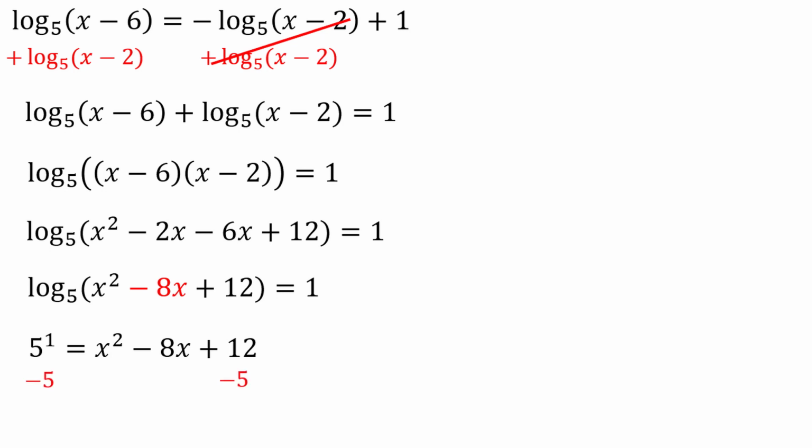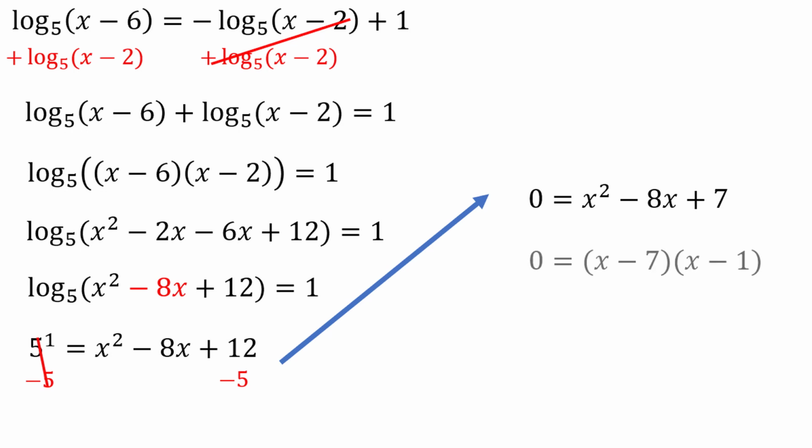Subtracting 5 from each side, we have 0 is equal to x squared minus 8x plus 7. We need to factor this to solve the problem. We need two numbers that multiply to 7 and add to negative 8. The two numbers are negative 7 and negative 1. So we have 0 is equal to x minus 7 times x minus 1. By the zero product property, that means that x can equal either positive 7 or positive 1.